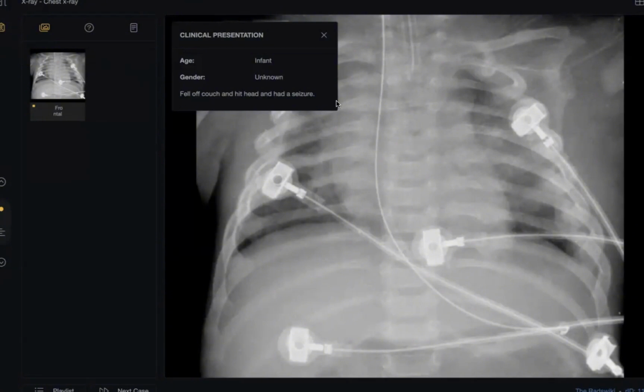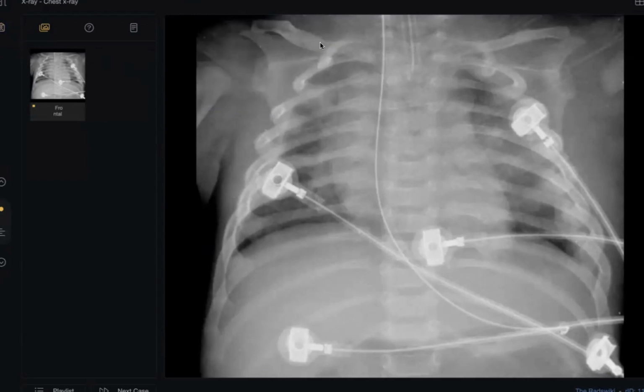Infant has cough and seizures. Go on. All right. Okay, I'm presented with a chest X-ray, frontal projection, of a neonate. Here I can see that there are multiple posterior rib fractures seen on both sides.